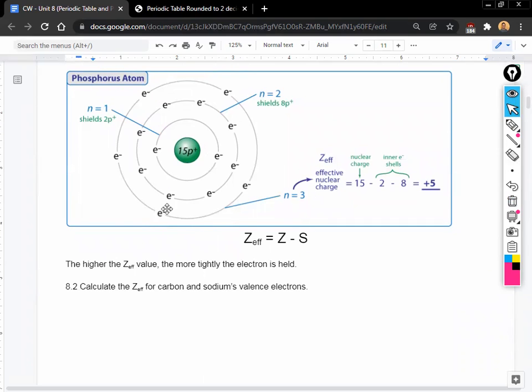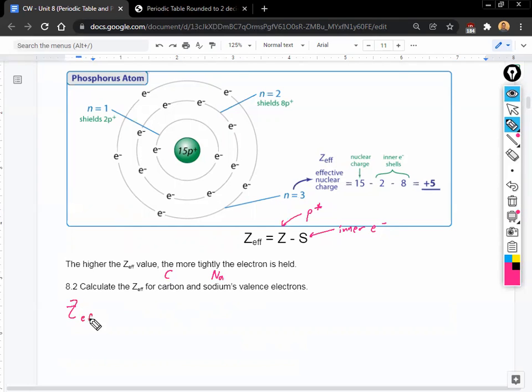Anyway, so we can calculate the ZF, and we can do that by subtracting S from Z. The Z is the number of protons, and the S is the number of inner electrons. So let's do an example together to calculate ZF. I'll do carbon with you guys, and then you can try sodium. Let's try calculating the ZF for carbon.